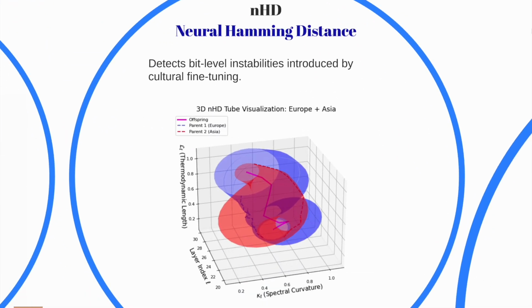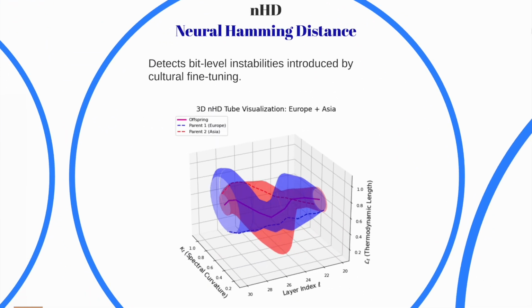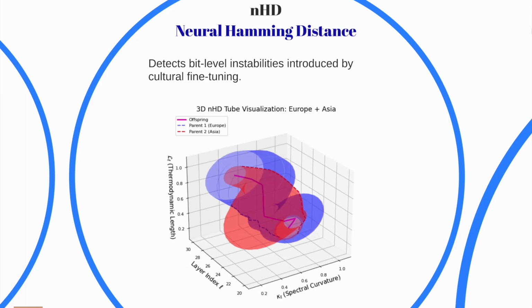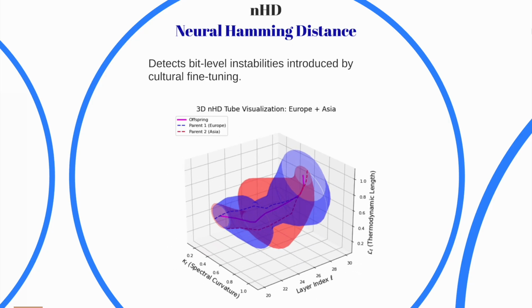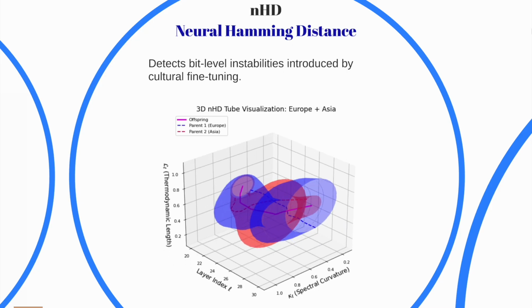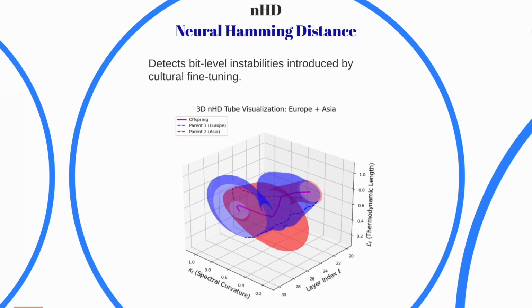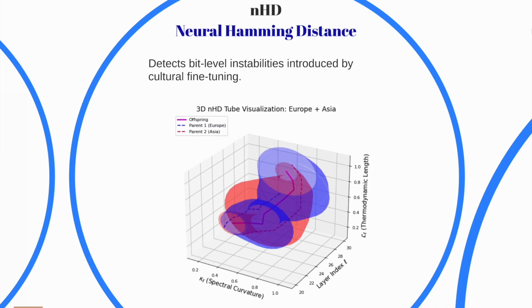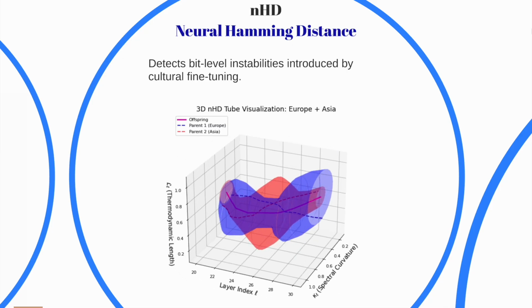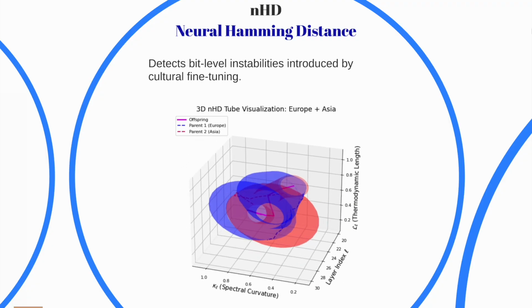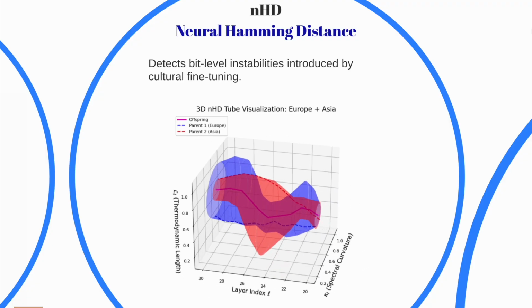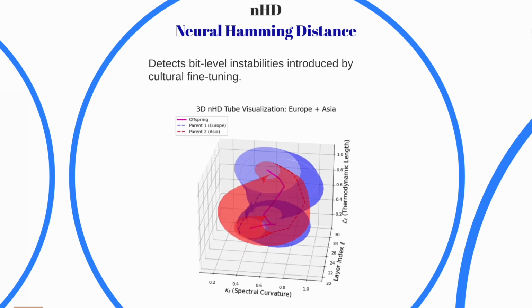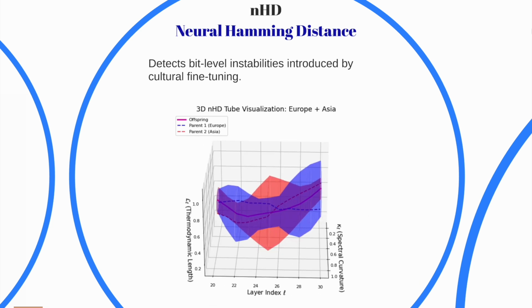Neural Hamming distance, NHD, is a layer-wise measure of how often the sign of a model's activations flips. Think of it as a bit flip rate inside the network. Low NHD means the internal code is stable. High NHD means the code is jittery or being rewritten. Purpose of NHD: to pinpoint where cultural fine-tuning, merging, or other edits introduce instability, so we can regularize, freeze, or reblend those layers before the model becomes brittle.